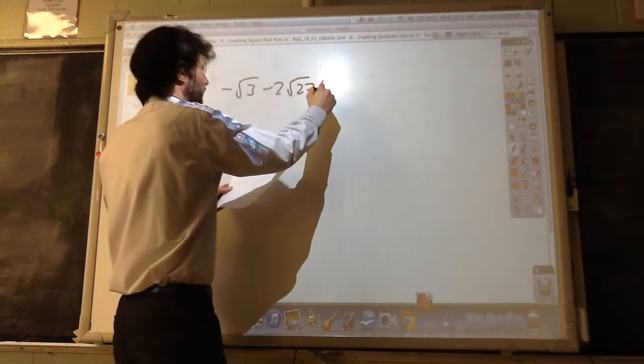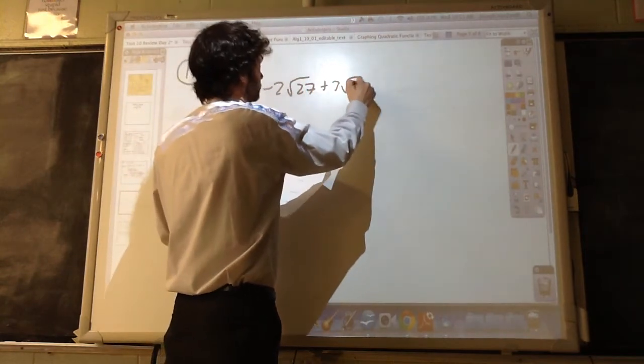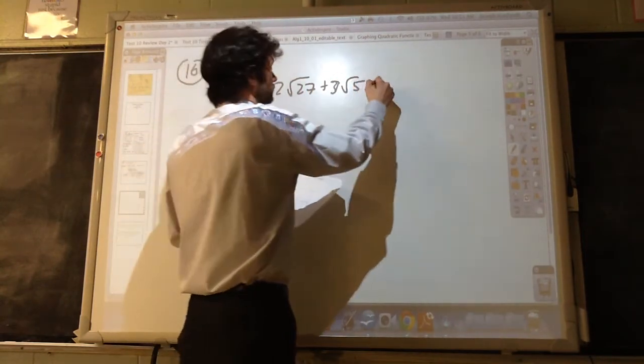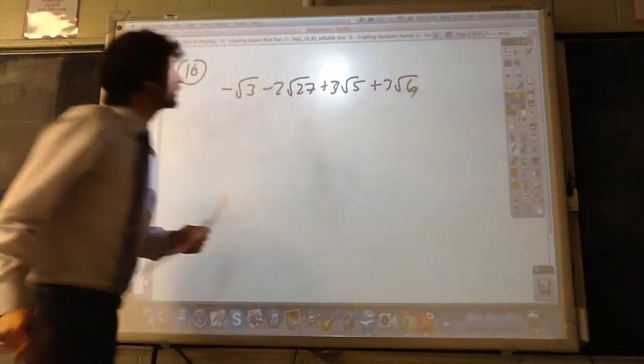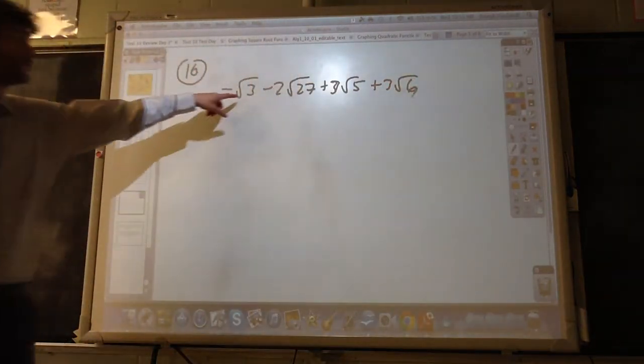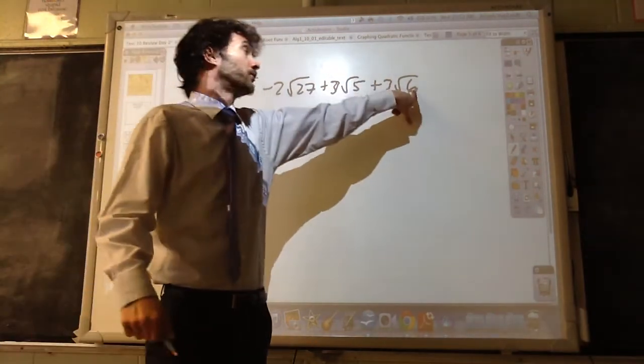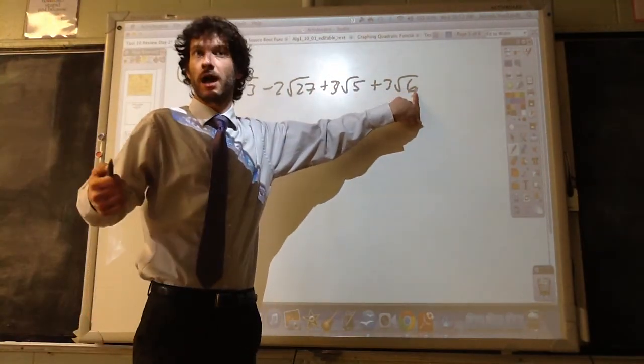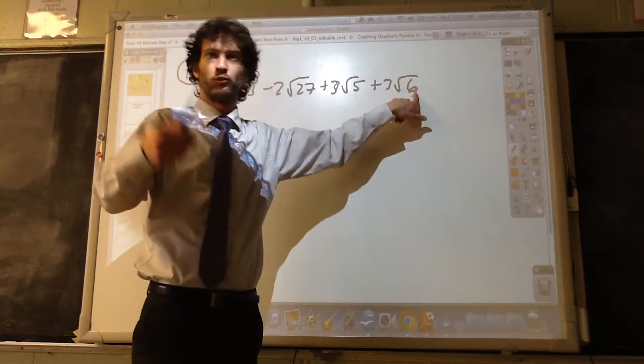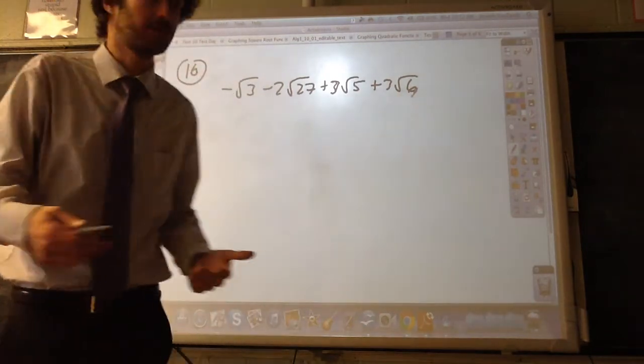What do I need to do on number 16? You've got to just simplify, see if you can simplify anything. I know that I can't simplify the square root of 3 because 3 is prime. Can't simplify the square root of 5 because it's prime. 6 is composite, which means not prime. But its factors are 1, 2, and 3, so I'm not going to be able to simplify it either.